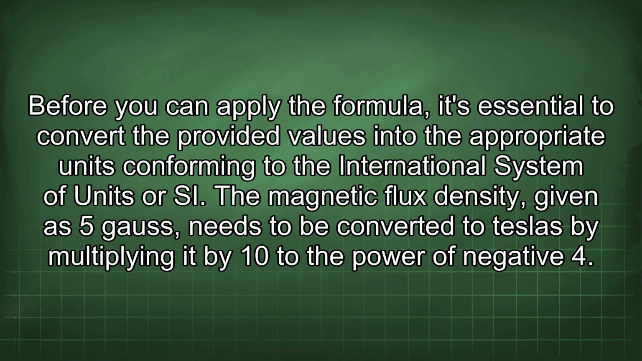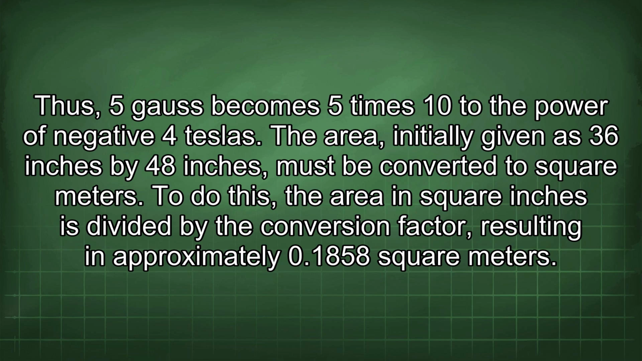The magnetic flux density, given as 5 Gauss, needs to be converted to Teslas by multiplying it by 10 to the power of negative 4. Thus, 5 Gauss becomes 5 times 10 to the power of negative 4 Teslas. The area, initially given as 36 inches by 48 inches, must be converted to square meters. To do this, the area in square inches is divided by the conversion factor, resulting in approximately 0.1858 square meters.